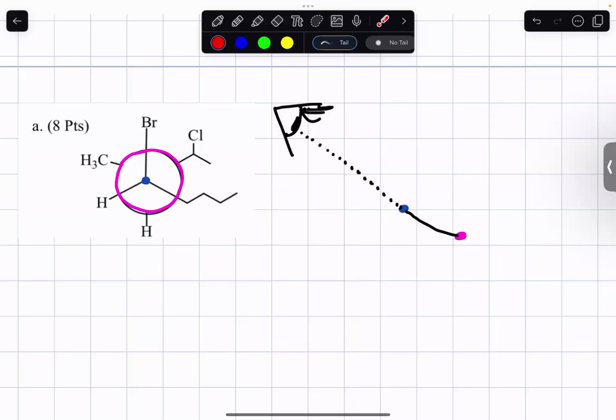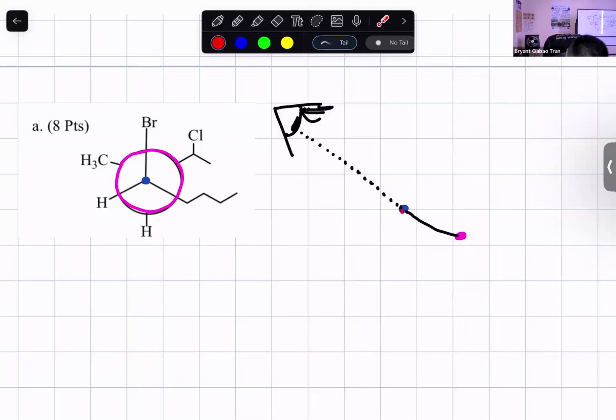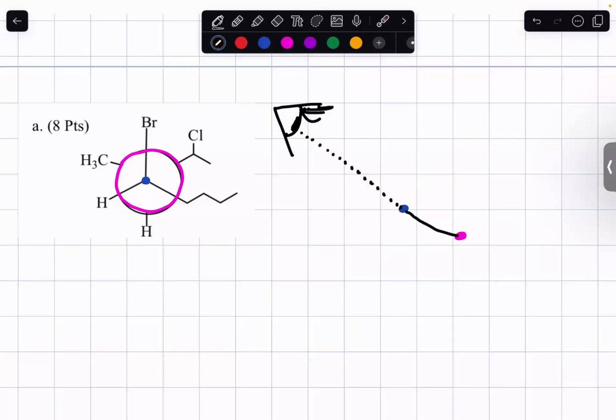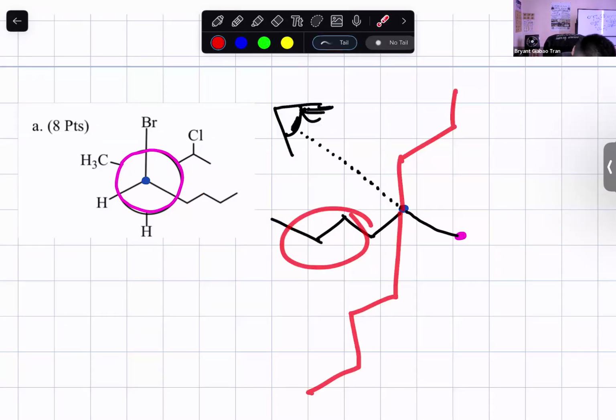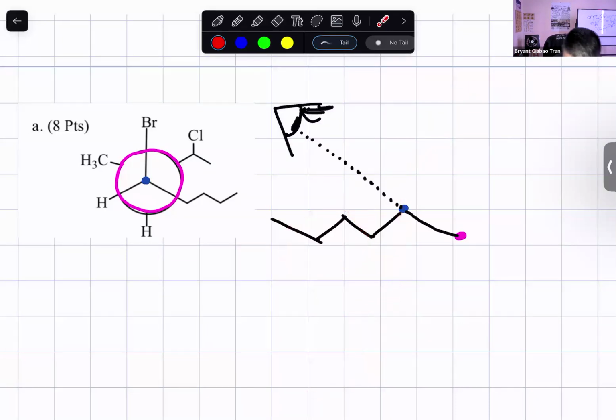right? And we know that this blue carbon right here is attached to a 1, 2, 3, 4 butyl group, right? So I'm gonna draw that butyl group like this because it's the most natural for me to draw it this way rather than like this way or like this way, right? I just want to draw it right here, right? 1, 2, 3, 4. That's the butyl group.